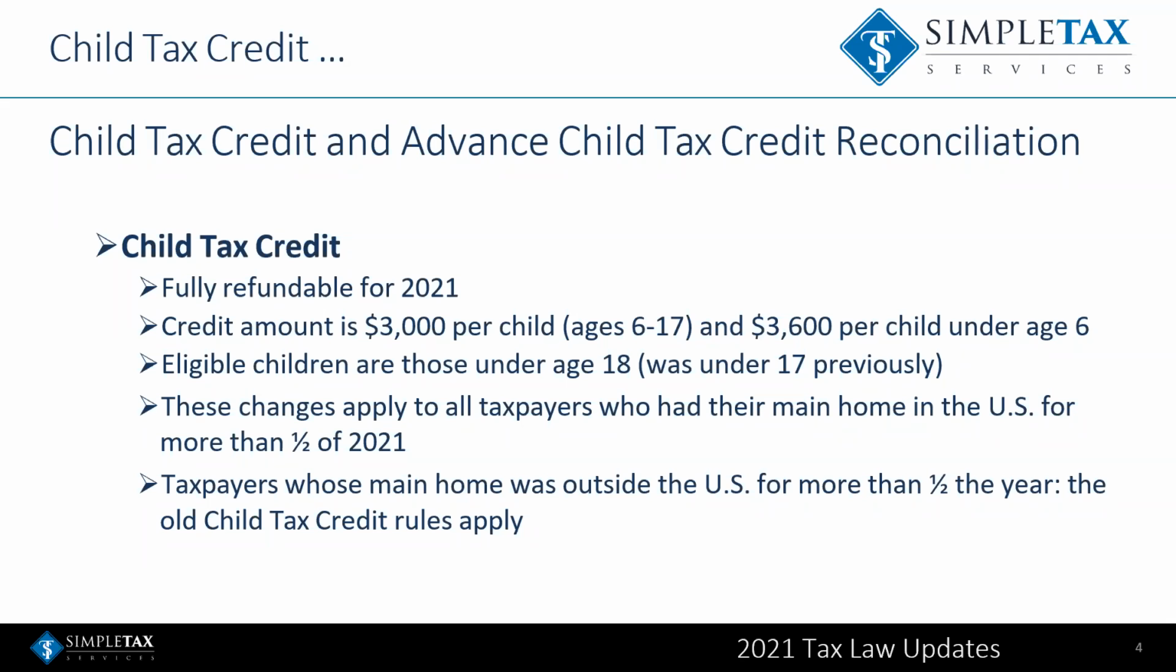These changes apply to all taxpayers who had their main home in the United States for more than half of the year. So as long as they were stateside for at least 6 months, then these rules apply to them. If they were not, if their main home was outside of the US for more than half the year, then the old child tax credit rules apply. So at that point, they'd have a non-refundable and a refundable piece, and the credit amounts are limited as well.